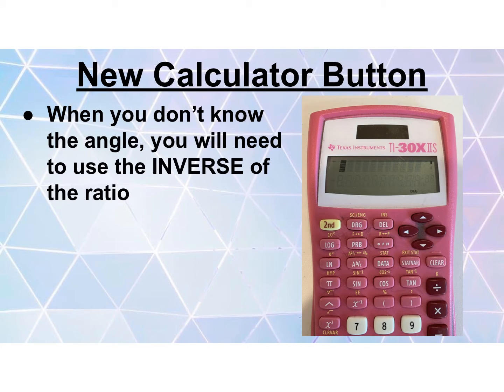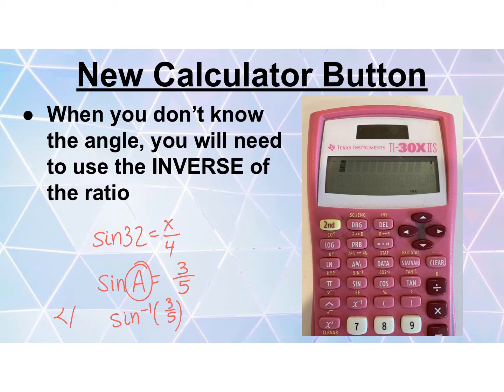So we do need to find new calculator buttons when you don't know what the angle is. Before, we may have had something like sine 32 equals x over 4. Now we're going to have something like sine of angle A equals 3 over 5, and we don't know the angle. So we can't just divide by sine because it's sine of A. Those go together. So in order to undo sine, I have to take the inverse. So inverse sine of 3/5 is going to equal angle A.